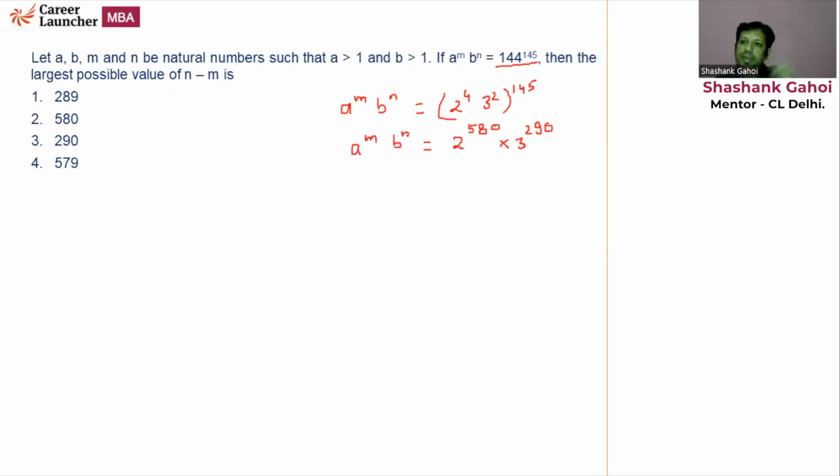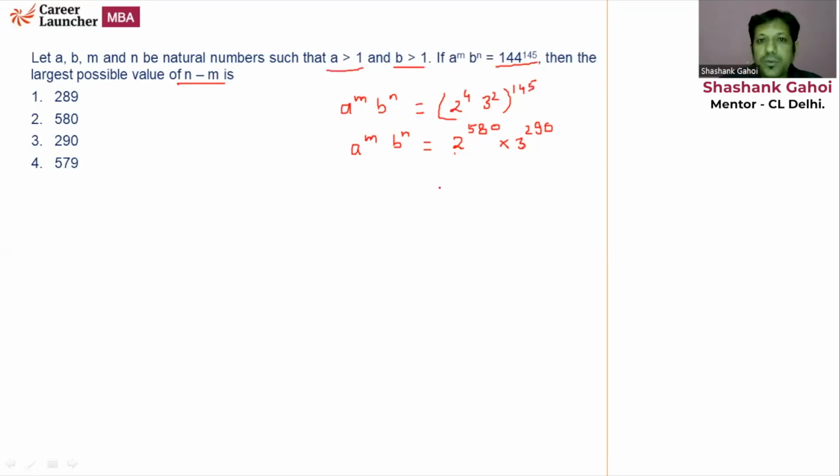Now in general, we have a basic thought process that a should be 2, b should be 3. The powers are going to be 580 and 290, and the difference comes out to be 290. That's a fair thing, but the question is talking about the largest possible value of m − n. They have no condition on m and n. m can be 1, 2, 3, 4. They are natural numbers, but a has to be greater than 1 and b has to be greater than 1.